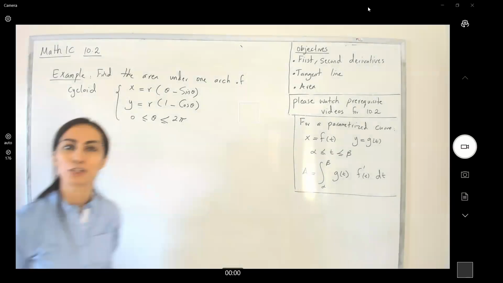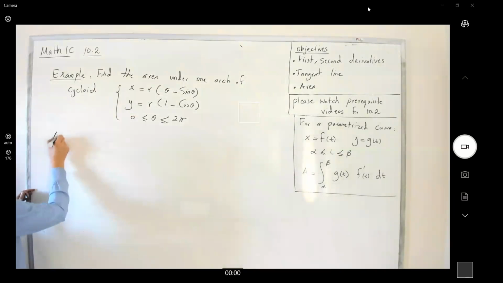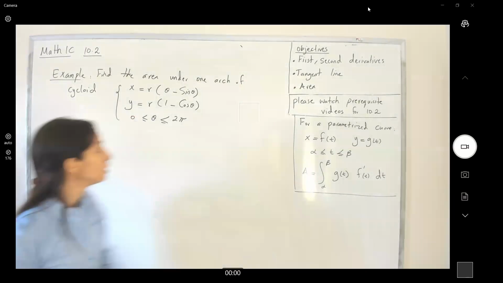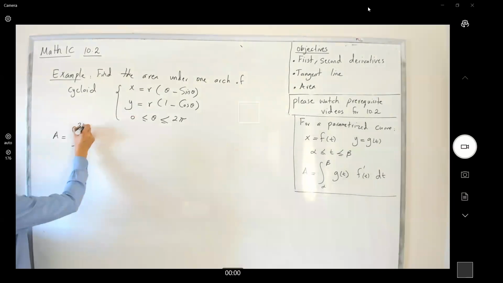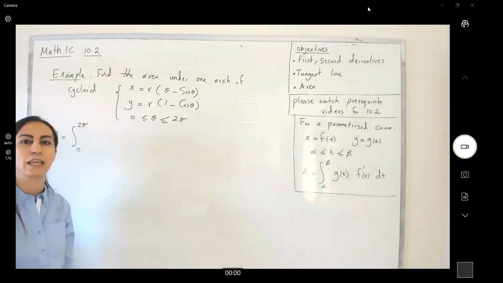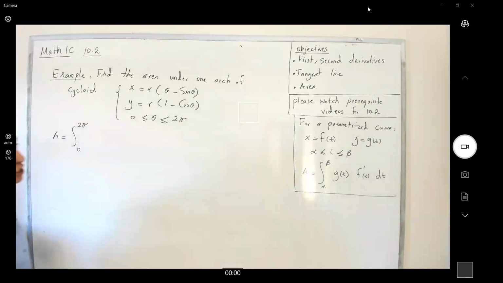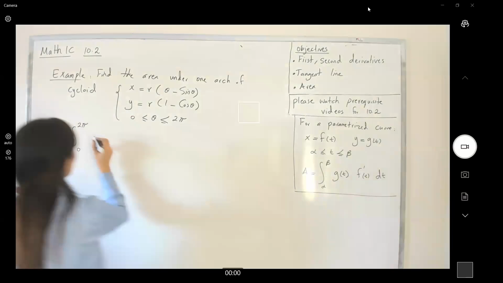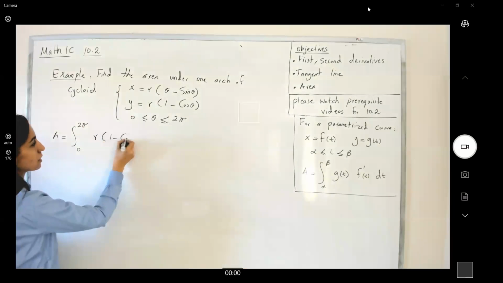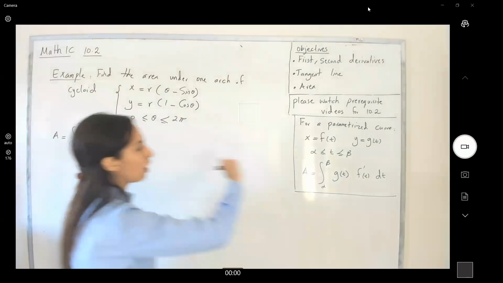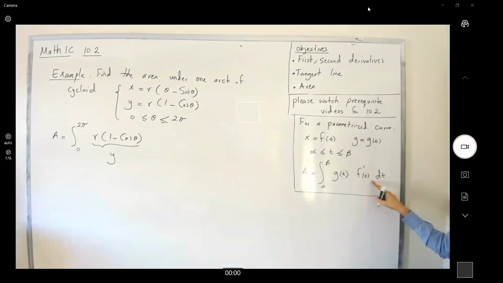We have a nice formula to follow. Area is equal to the integral. My theta is in between 0 to 2 pi. And r is just a scalar. We don't need a new variable. g of t, remember that, g is your y. So let's copy this down: r times 1 minus cosine theta. So this is my y. And now I need my f prime of t dt. It means that I need my dx.